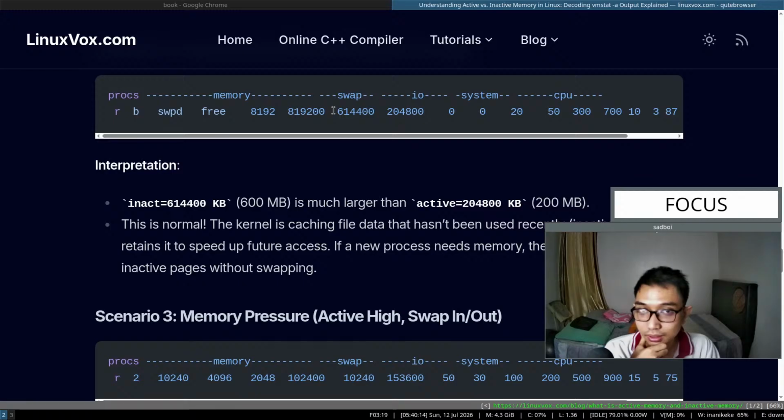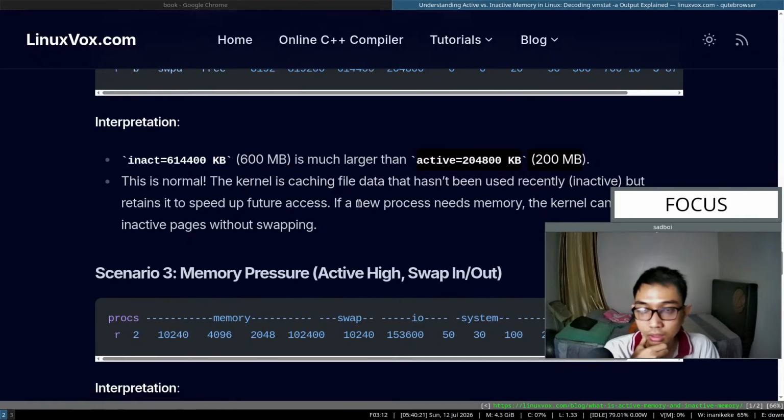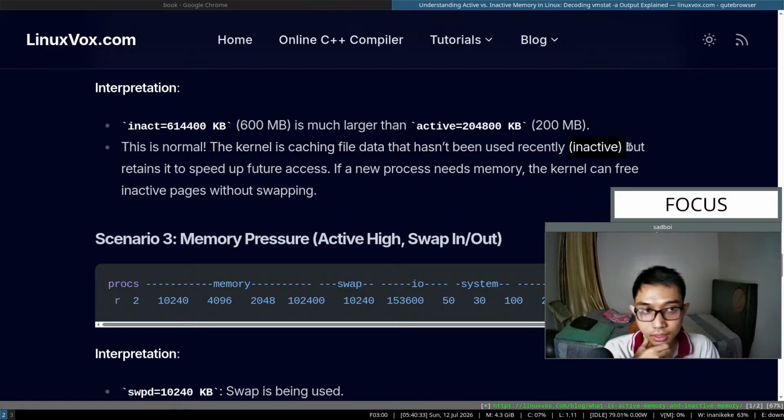Inactive. I guess this one. 600 megabytes is much larger than active. Okay. Oh, this is still normal. Okay. The kernel is caching file data that hasn't been used recently. Inactive, but it retains it to speed up future access. Okay. If a new process needs memory, the kernel can free inactive pages without swapping.